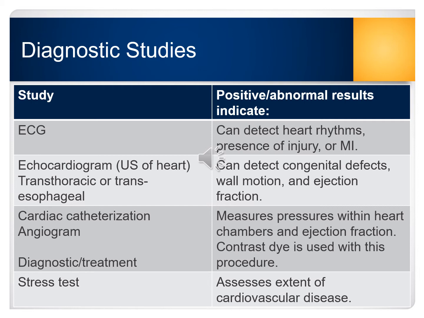A cardiac catheterization or angiogram can measure the pressures within the heart chambers as well as the ejection fraction, but typically contrast dye is used for this procedure. So this can have potential risks for patients who may have some chronic renal insufficiency, and we'll talk more about the cardiac catheterization in upcoming slides. A stress test also assesses the extent of cardiovascular disease, and it'll evaluate the cardiovascular response to stress, such as exercise.